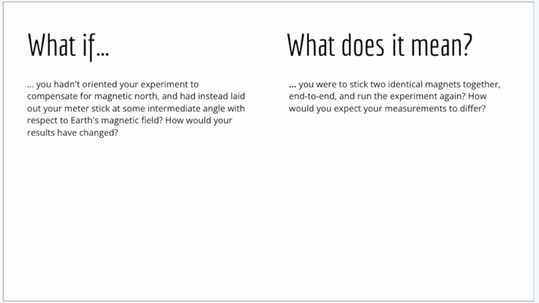If we were to do the experiment again, but rather with two identical magnets stuck together, end to end, our measurements would increase because of the combined magnetic field from the two magnets. We expect this because of the principle of superposition.